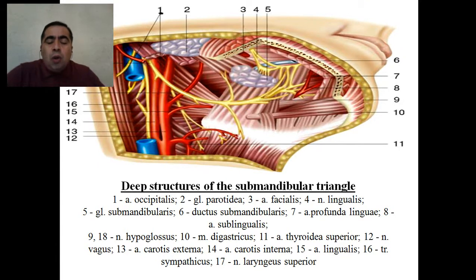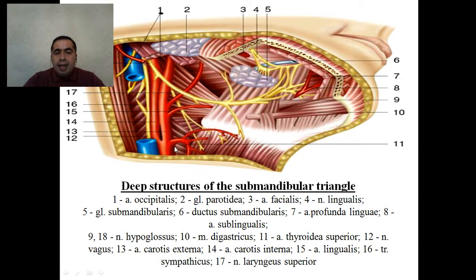Deep structures of the submandibular triangle: the occipital artery, arteria occipitalis, which is the posterior branch of the external carotid artery. The parotid gland, the facial artery, arteria facialis, the lingual nerve, nervus lingualis, and the submandibular gland.